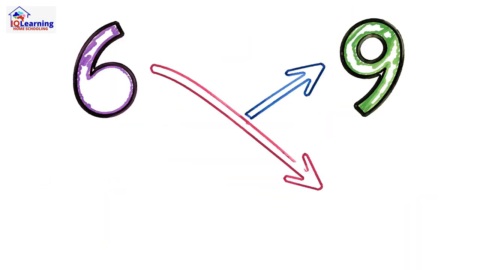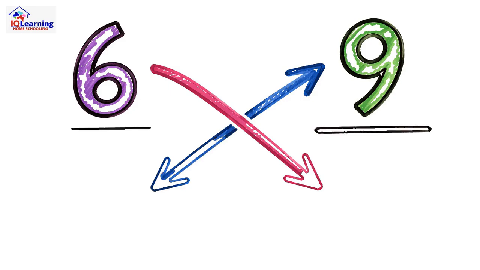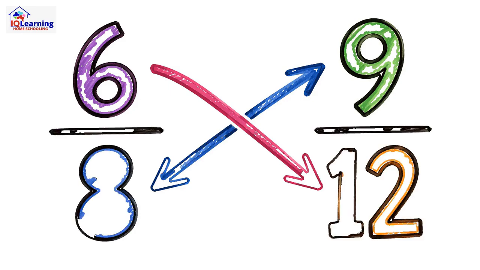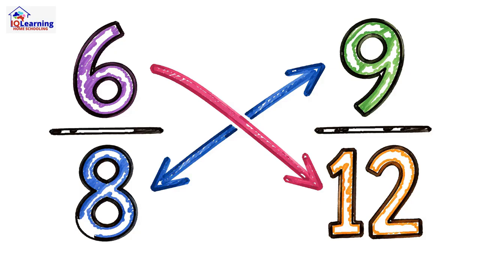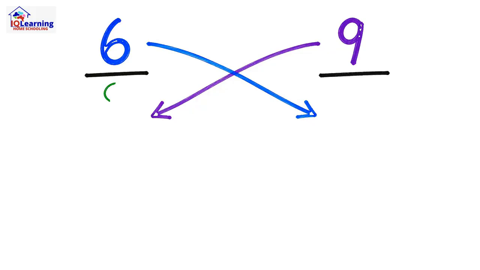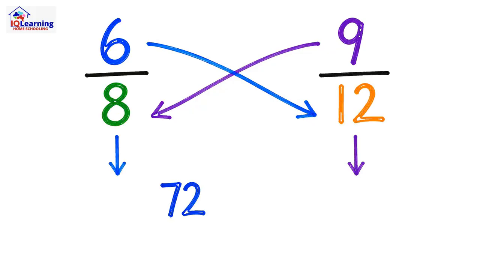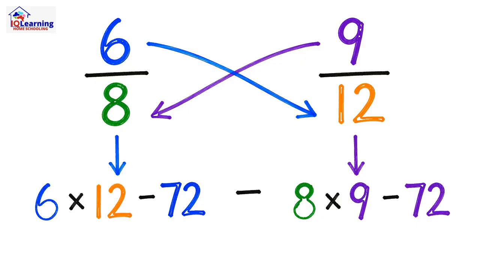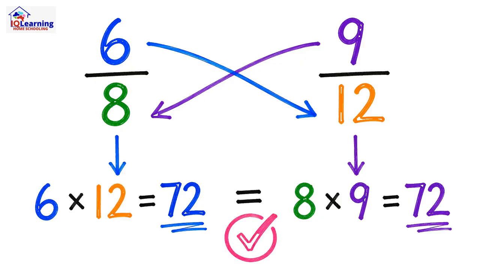Finally, a quick test. Are 6/8 and 9/12 equal? Instead of simplifying, just cross-multiply. Multiply the top of the first by the bottom of the second. 6 times 12 is 72. Then do the reverse. 8 times 9 is also 72. Since the results match, the fractions are equivalent. It's a fast, reliable check.